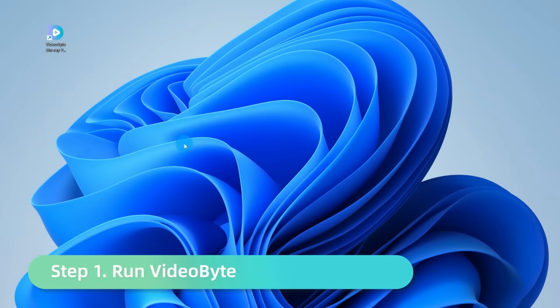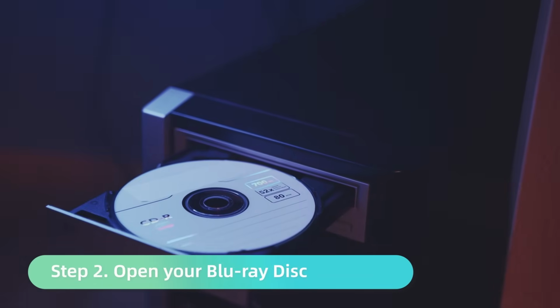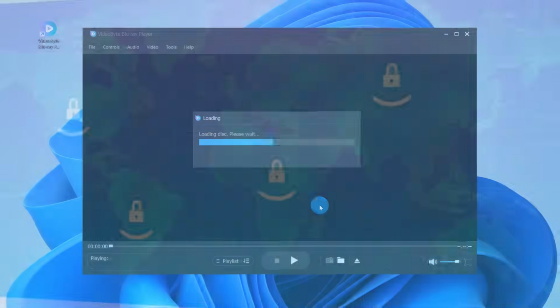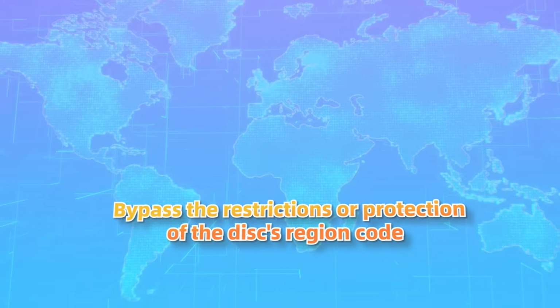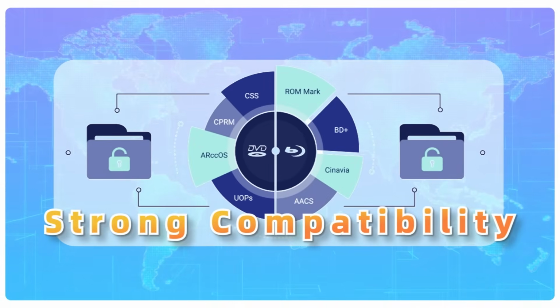Install and run VideoByte Blu-ray Player on your computer. Insert the Blu-ray disc into the drive. Click Open Disc and load the Blu-ray disc. It is worth noting that the VideoByte Blu-ray Player has a powerful feature that lets it bypass disc restrictions or copy protection. This means it works seamlessly with most discs on the market.